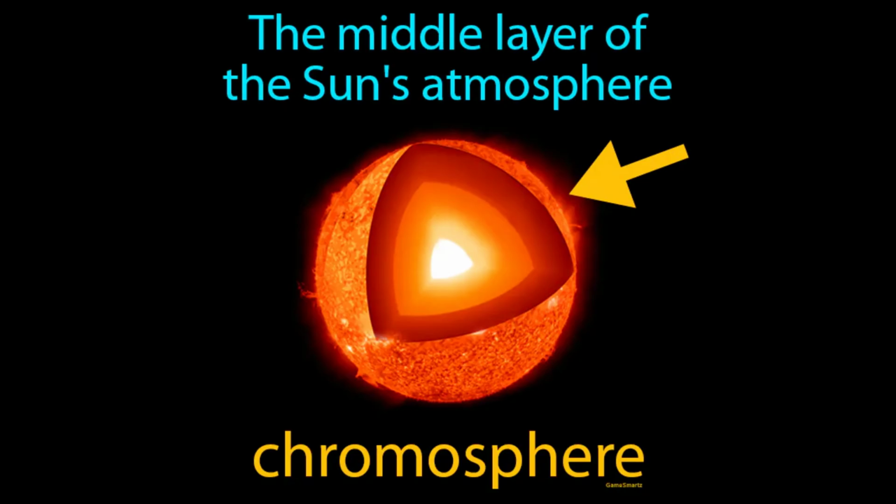The middle layer of the sun's atmosphere. Chromosphere. The chromosphere is a layer of the sun's atmosphere located above the surface, visible during solar eclipses, and it emits a reddish glow due to its hot gases.